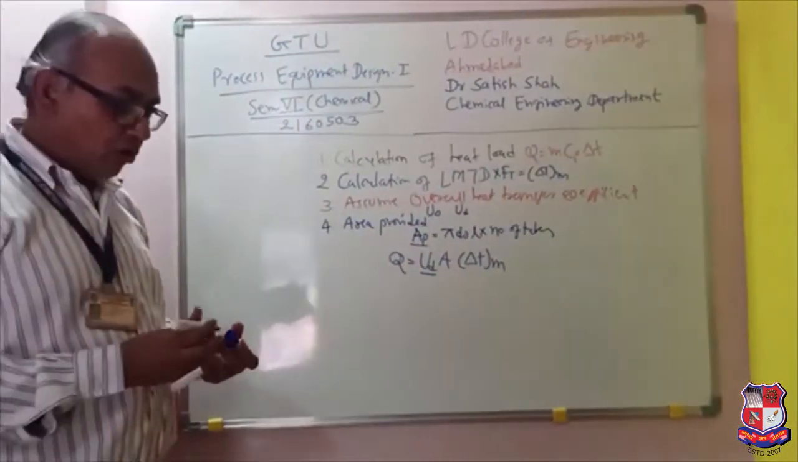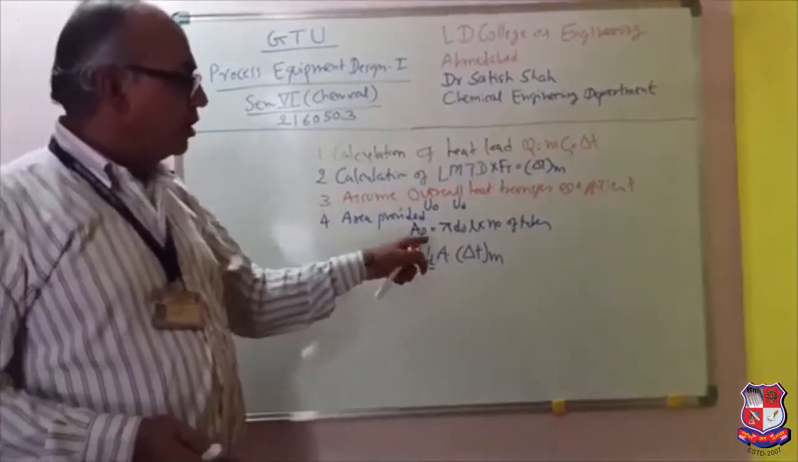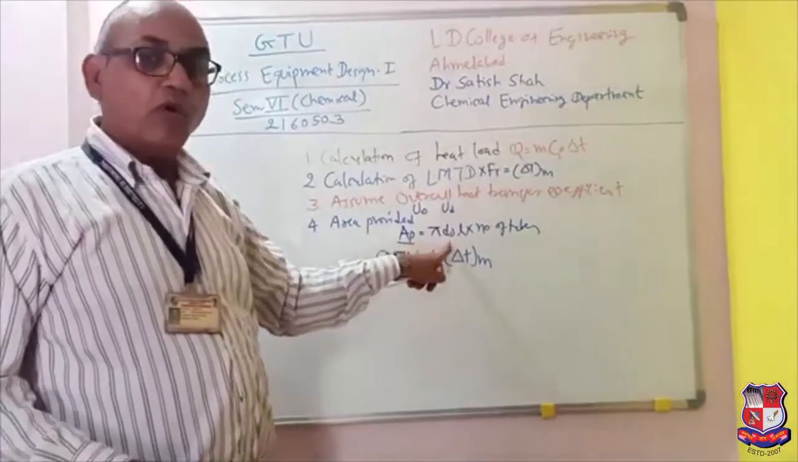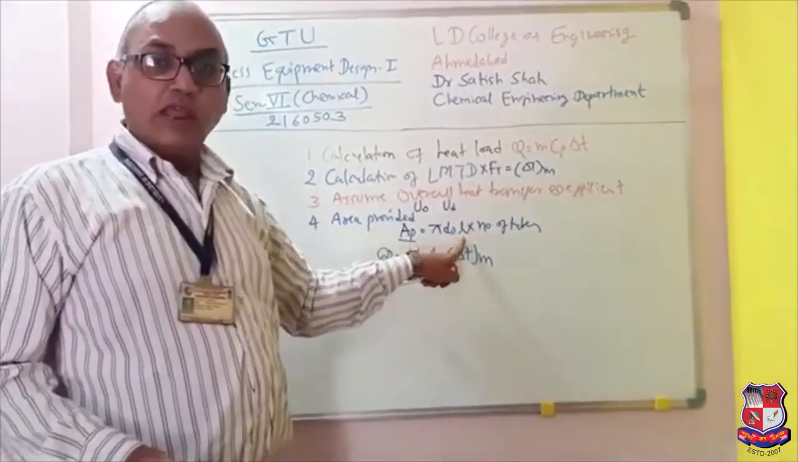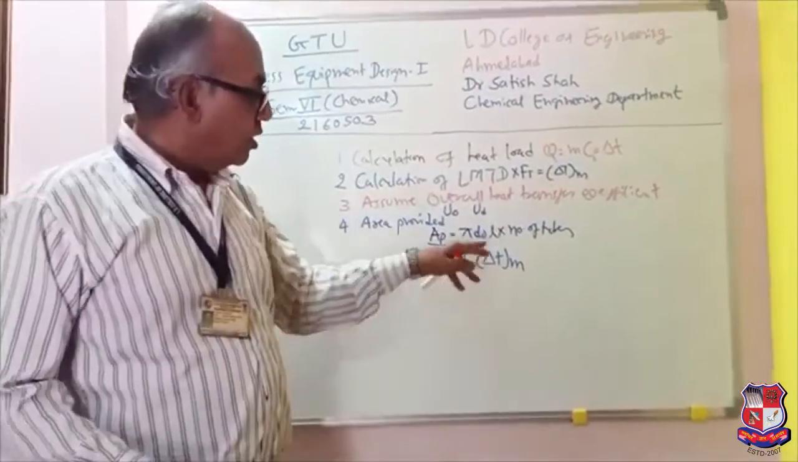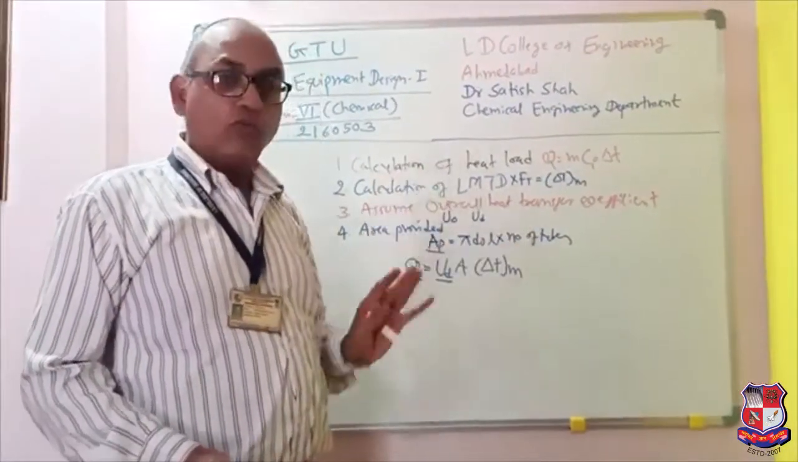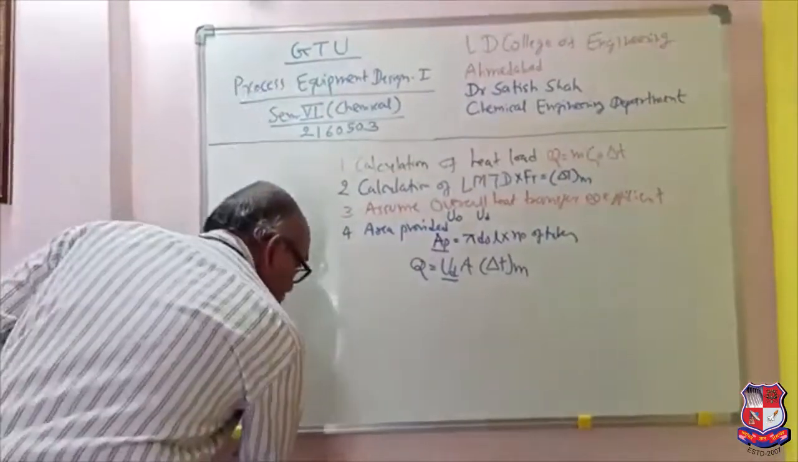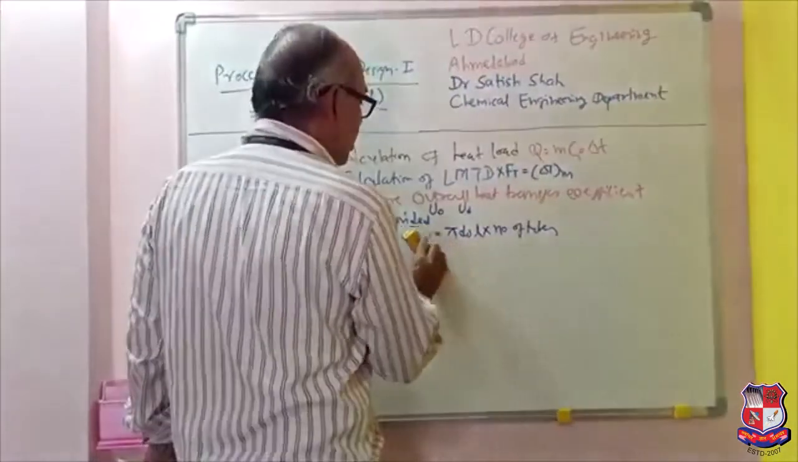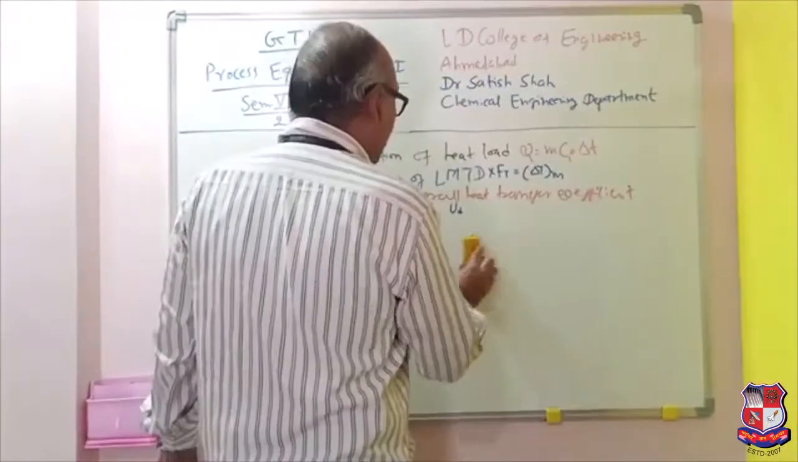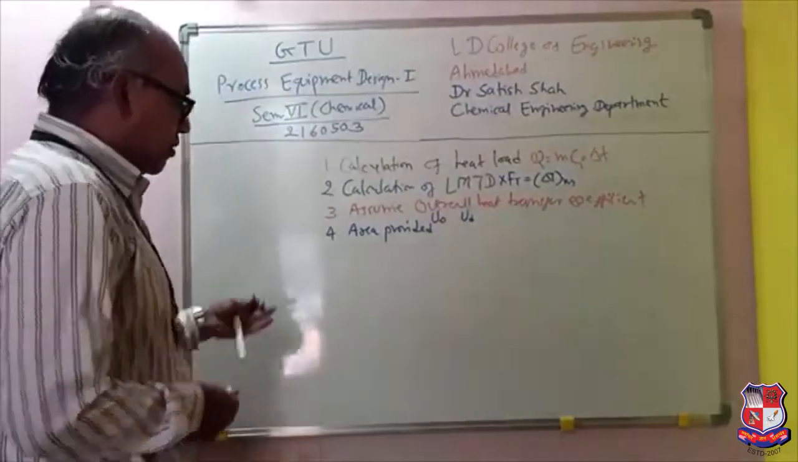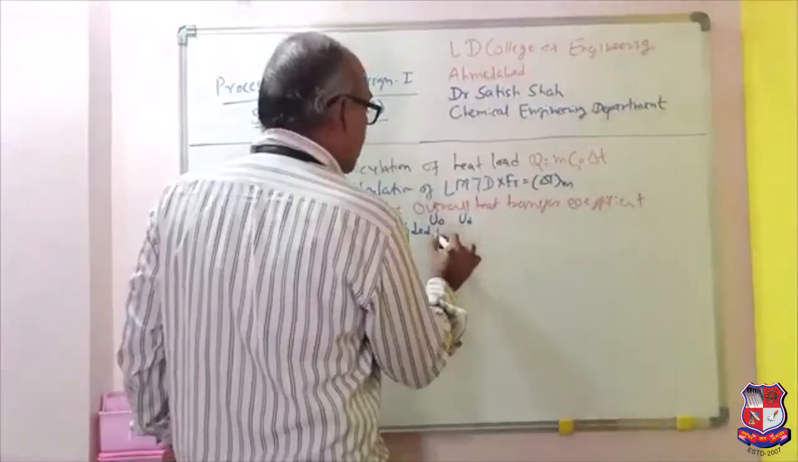So area provided will be known to you, and then area provided is equal to pi DO L into number of tubes, where DO is tube outer diameter, L is tube length. If these two parameters are known to you, or you can assume, you will get the number of tubes. So now you have the number of tubes available with you. Alright, so this way we will calculate the area provided. In detail we will discuss later on. So at this point, our aim is to calculate the area provided.